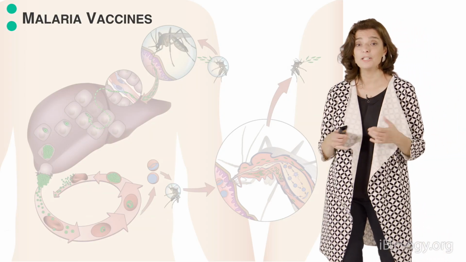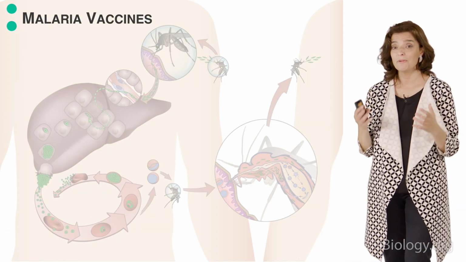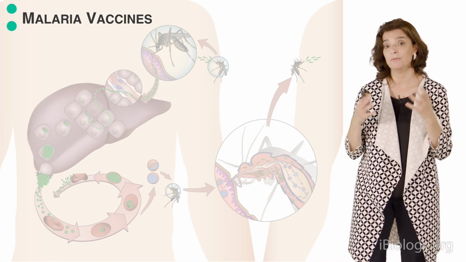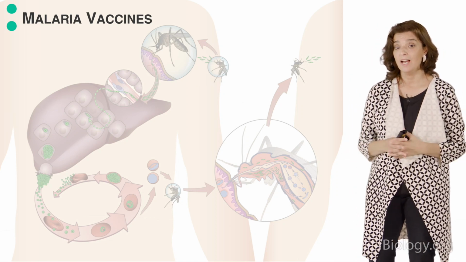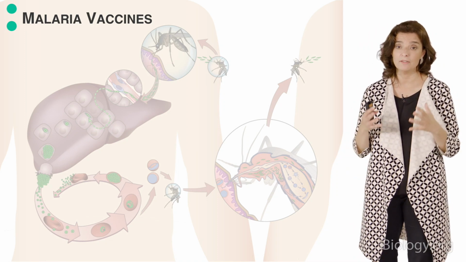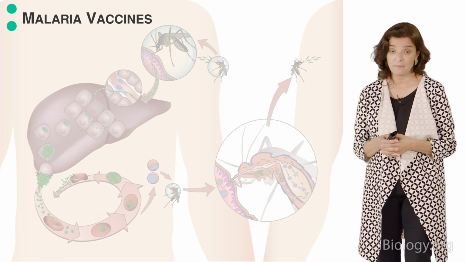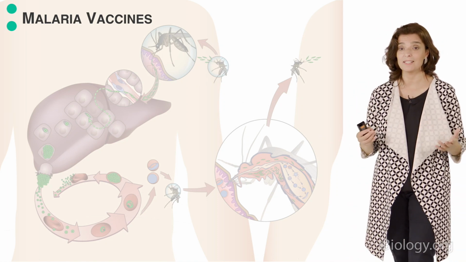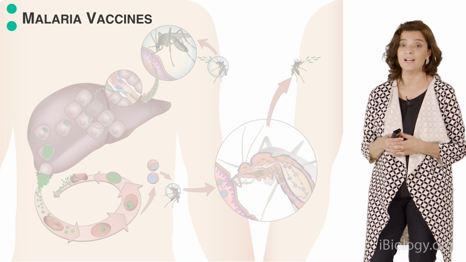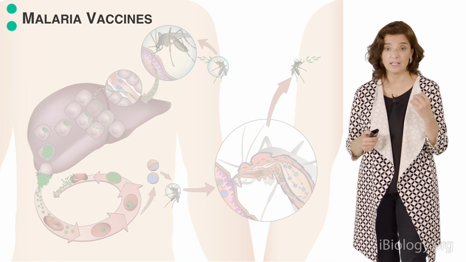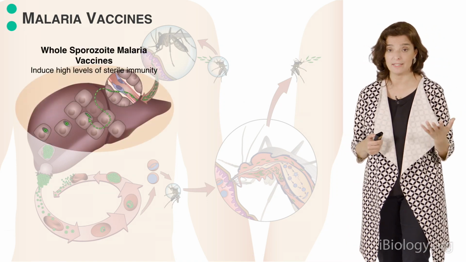So the holy grail to really be able to combat malaria would be to have an efficient malaria vaccine that is able to prevent individuals from becoming infected. And of course, throughout the history of the 20th century, many different research labs and many different scientists tackled this problem, trying to find vaccines.